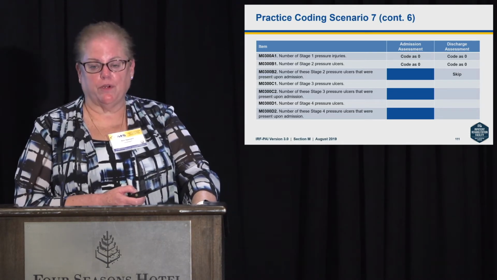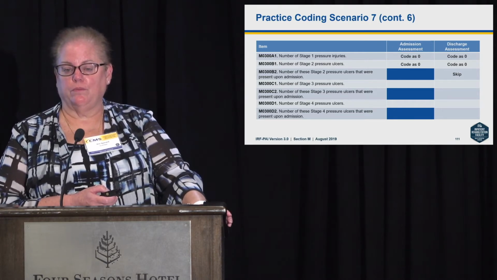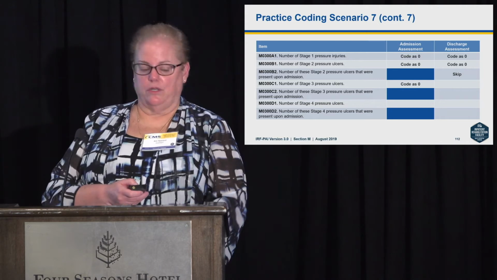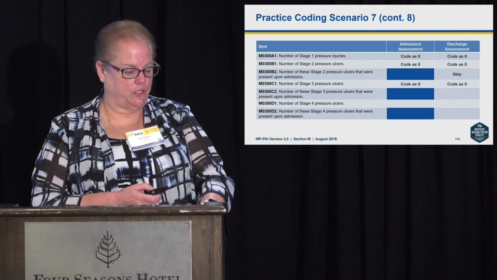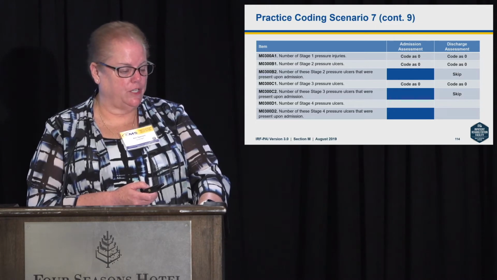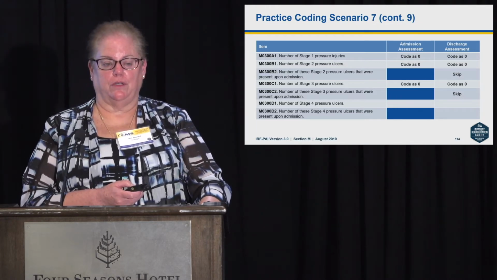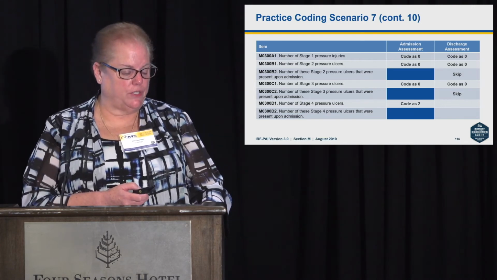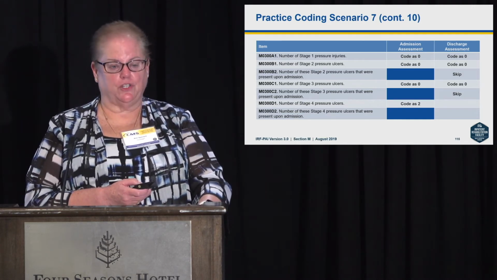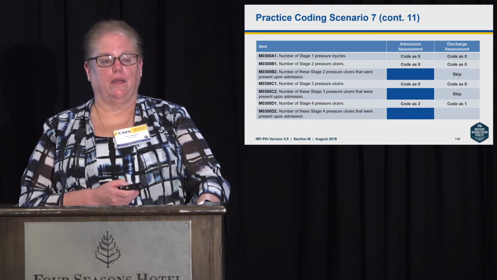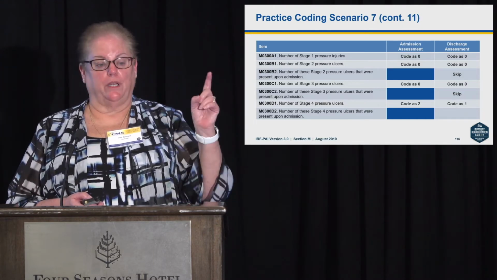Number of stage 3 pressure ulcers upon admission? We didn't have any. How about the number on discharge? No, we didn't have any on discharge. And then again, the next one would be a skip. Number of stage 4 pressure ulcers on admission? They had 2, right? And then the number of stage 4 on the discharge assessment? Okay, coded 1, right. And we coded 1 because 1 healed, right?